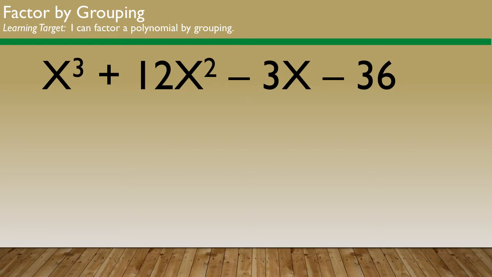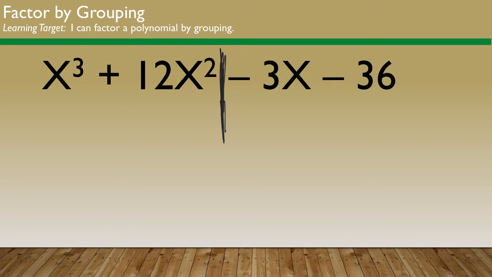Okay, so first, is there a common factor? No, there's nothing common between all four of these terms. So I'm going to break this into two groups, and I'm going to draw a line going down in between. Okay, so I now have these two groups, and that line is always going to go before this sign. This sign is going to be in that second group.